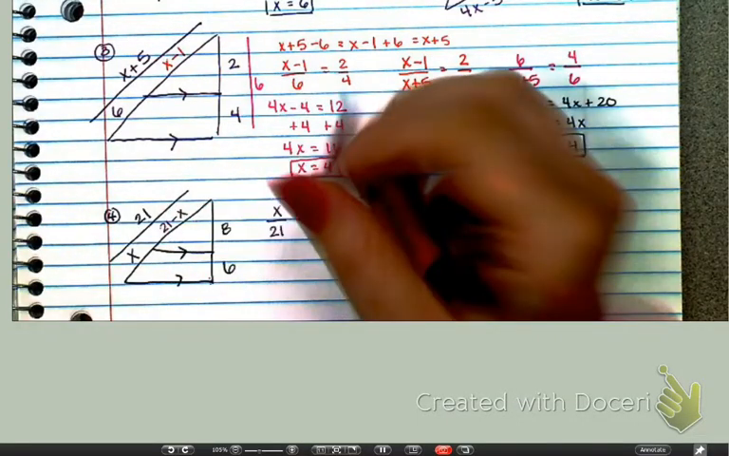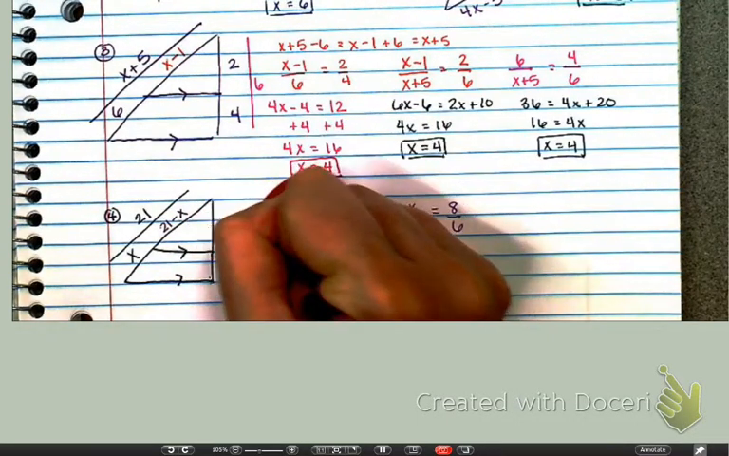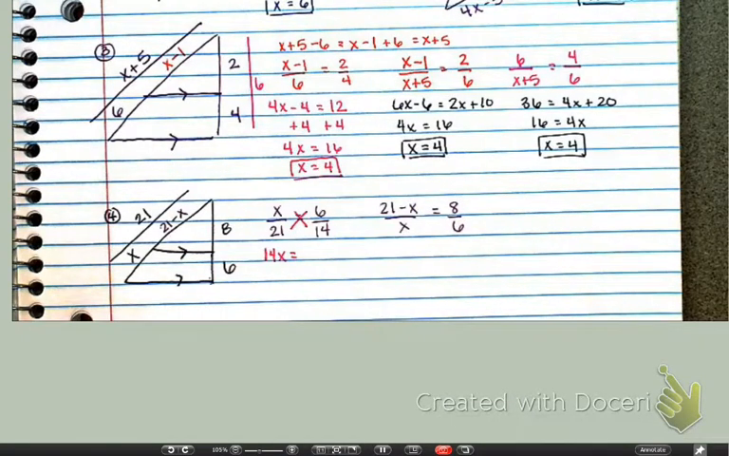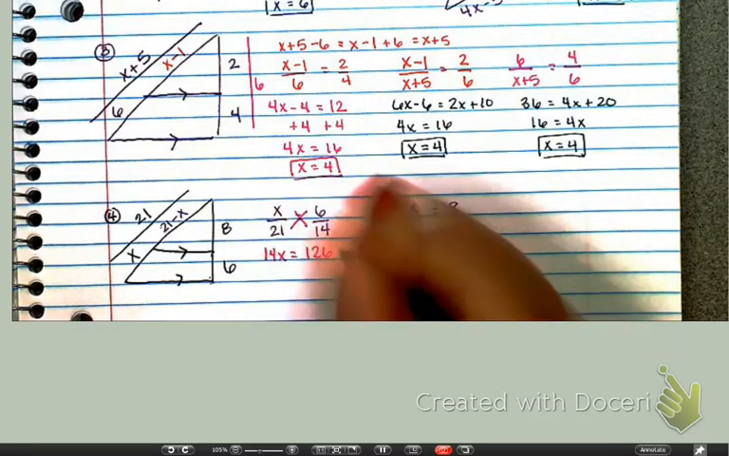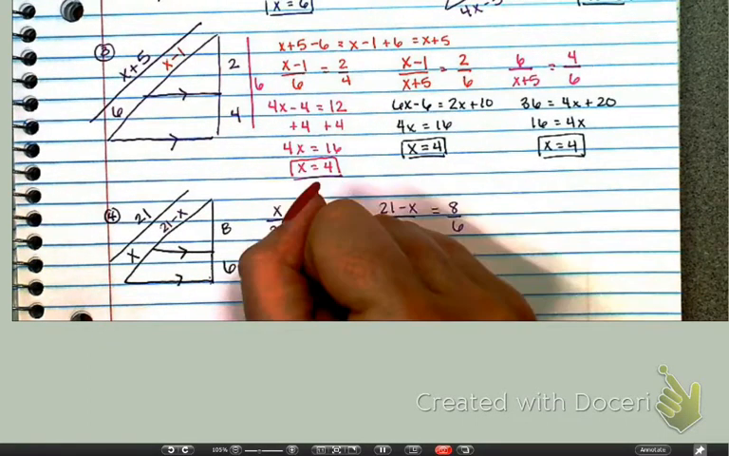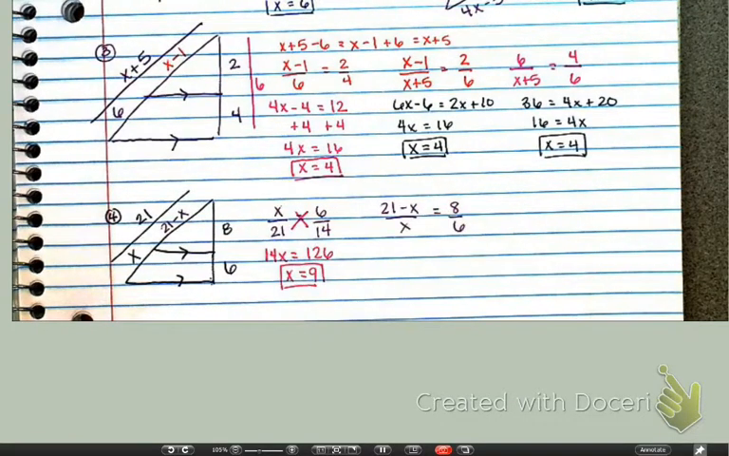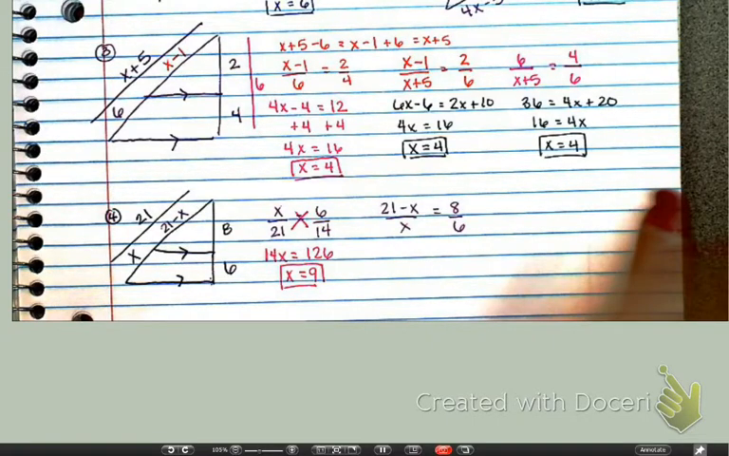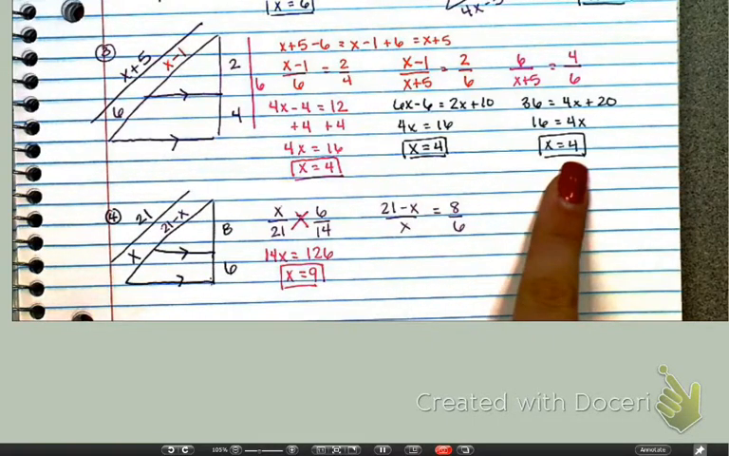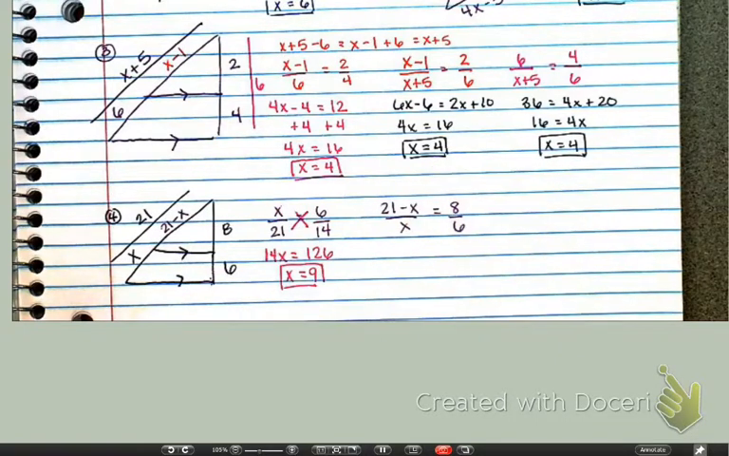Let's cross multiply. So 14x equals 126. And when I divide by 14, I end up with x equals 9. You like that way better? This way is going to give you the same answer. So as you were working, I solved the other setup up here. You get the same answer no matter how you set it up, as long as you are comparing the correct things. Are we okay with that?